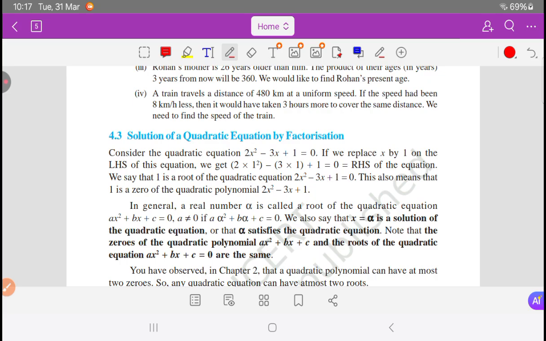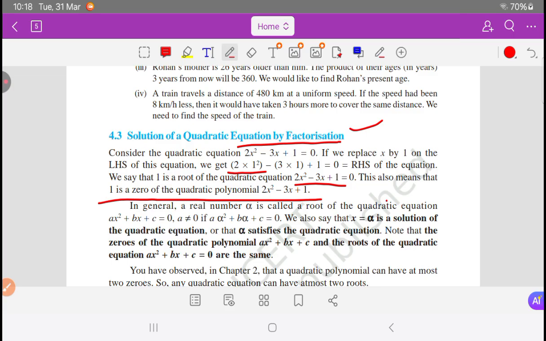Solution of a quadratic equation by factorization method. Consider the equation 2x square minus 3x plus 1 equal to 0. So if you replace x by 1, in place of x you write 1, it becomes 2 minus 3 plus 1, which is 0. So 1 is a root of the quadratic equation. This also means that 1 is a zero of the quadratic equation.